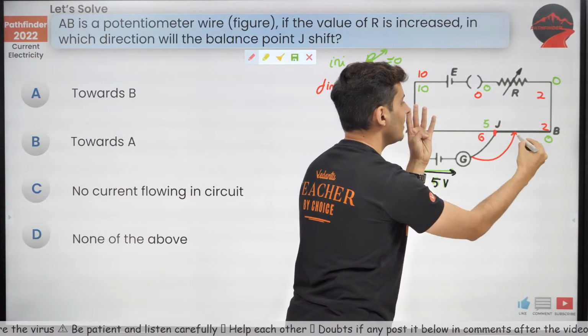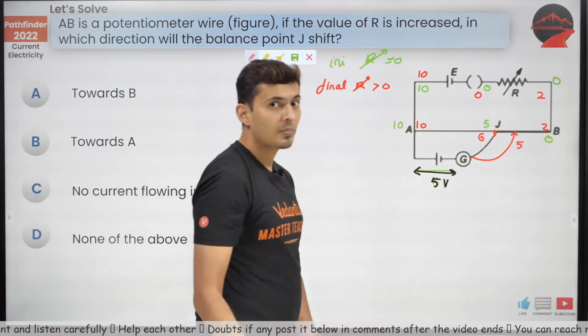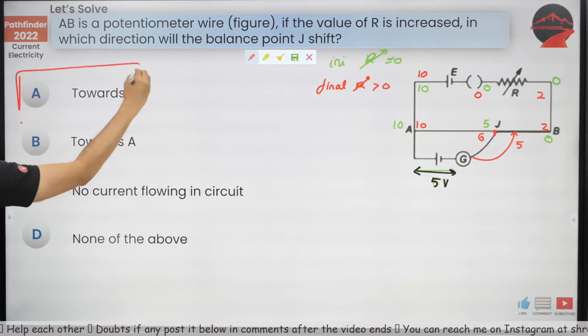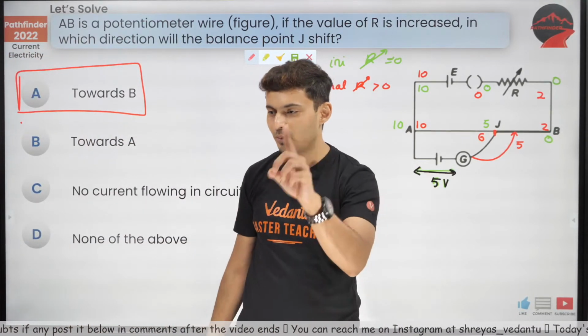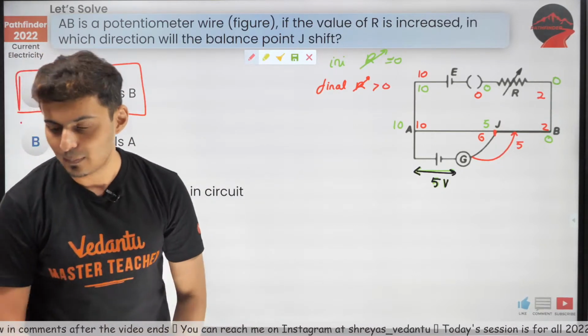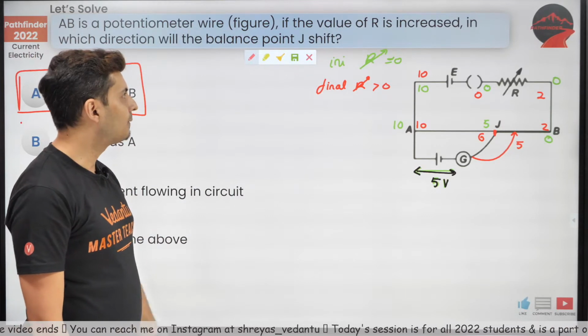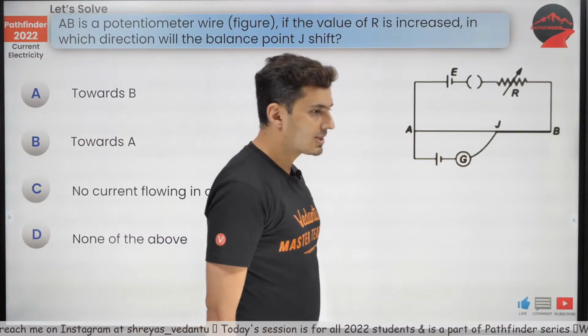If you move it somewhere here, then you will get 5 volts and then the difference will be 5. Hence, you are going to move it towards B. Hence, option A is correct. Is that understood? What a beautiful logic out here. Excellent problem this is. Very good. So that's how you solve these questions, guys.